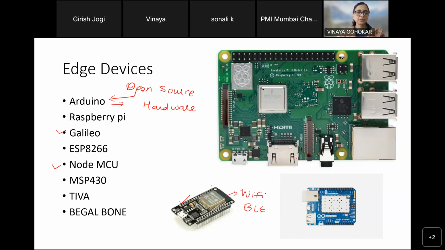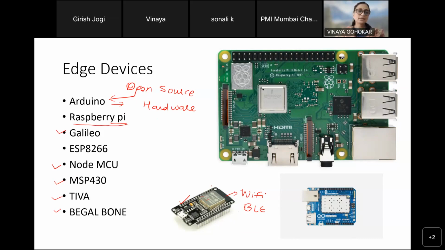Similarly, many manufacturers have brought many hardware platforms for prototyping of IoT systems: MSP 430 or TIVA, then BeagleBone Black, and the Raspberry Pi is again one of the leaders in this particular domain of edge devices, where the basic purpose is to gather the data collected by the sensors and process this data before sending it to the cloud. There are some applications where you need not even go to the cloud. So process this data and then give the inference.